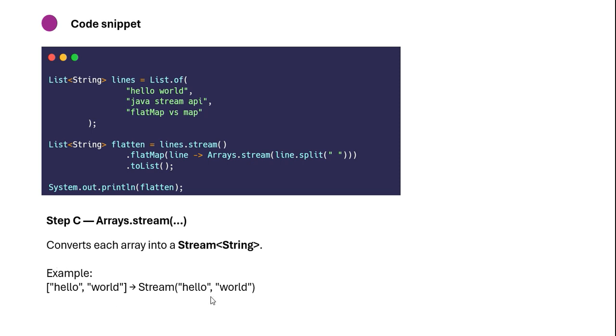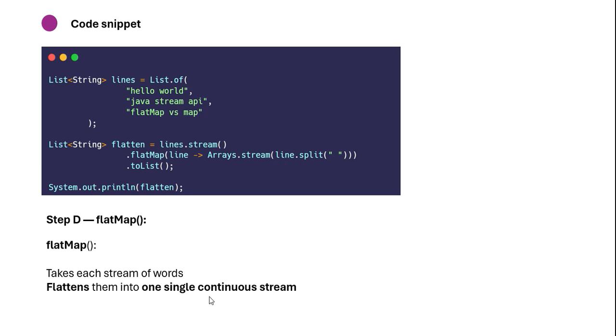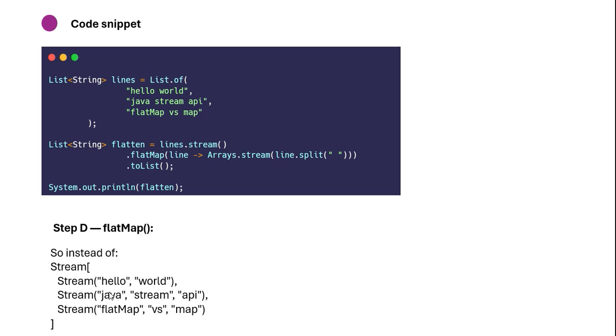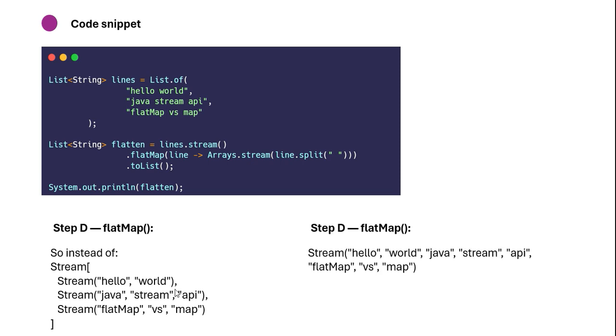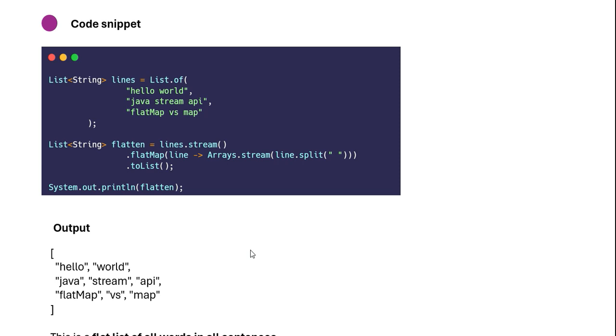And then we apply flatMap. So flatMap takes the streams of words and flattens them out into a single continuous stream. So instead of the streams which we got earlier, a stream of hello world, a stream of Java, we get a single stream of all the words, and then we return them as a list. So flatMap has essentially flattened all the streams into words in this manner, and we get an output like this. This is a flat list of all the words for all the given sentences.